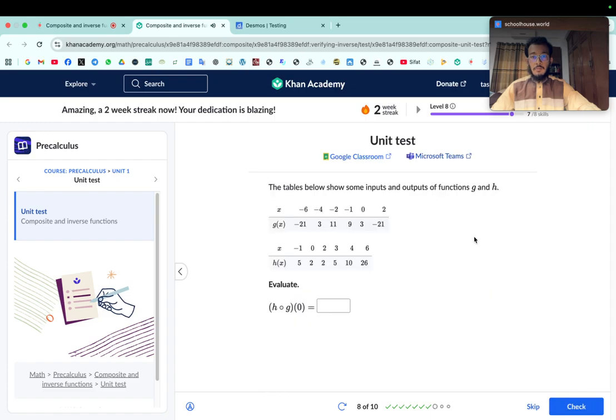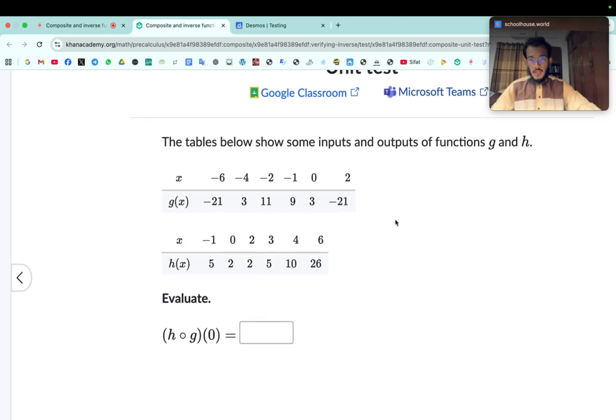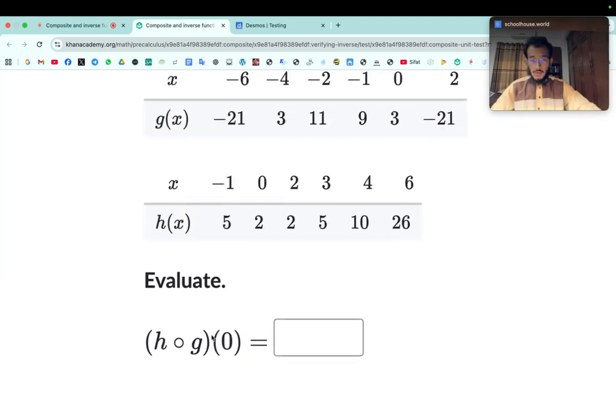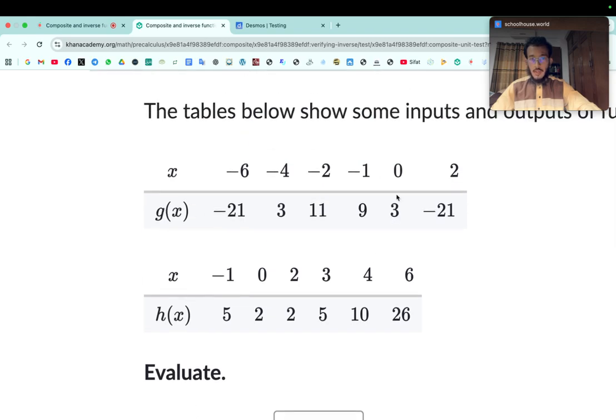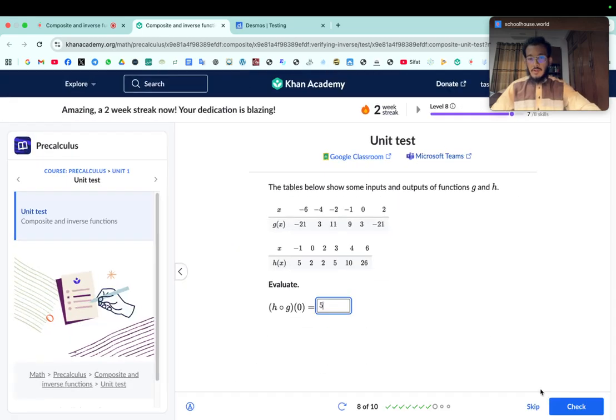That is the answer. The table below shows some inputs and outputs of functions g and h. Evaluate h of g of 0. First, we plug 0 into g. So if we do that, we get 3. And then we plug that into h. So for 3, we have 5. That is the final answer.